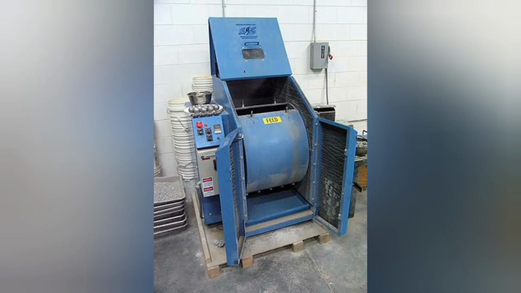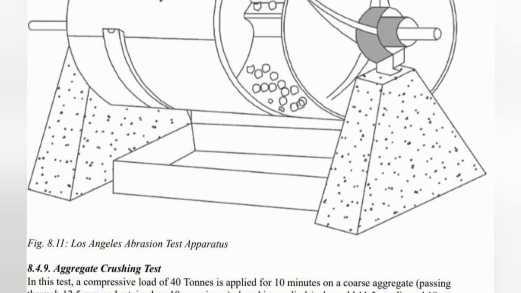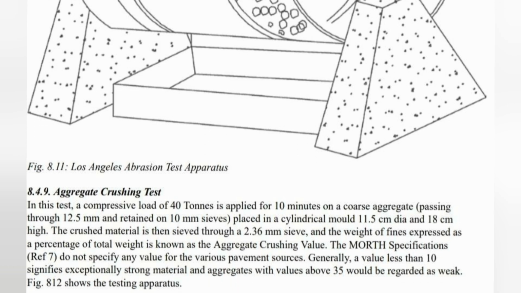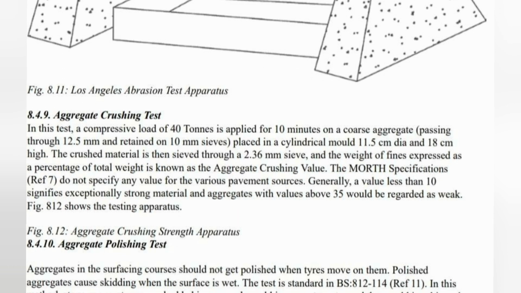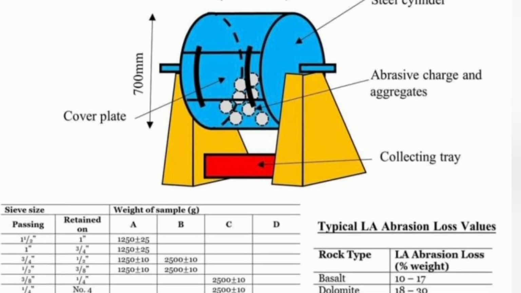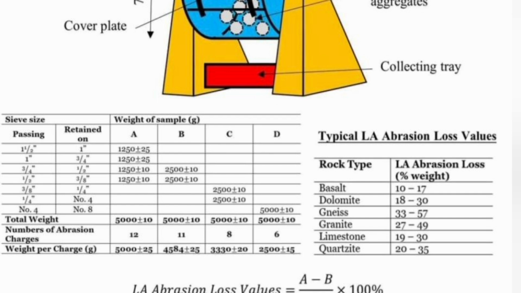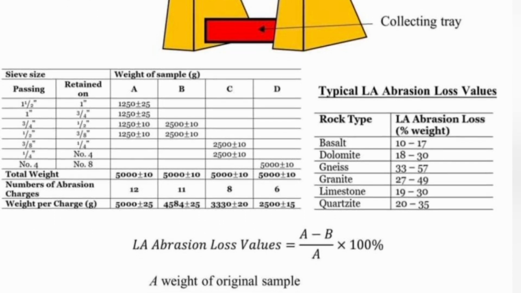The drum is rotated for 500 or 1,000 revolutions at a speed of 30 to 33 revolutions per minute. As it rotates, the aggregate and steel balls tumble against each other, causing abrasion and impact. After the test, the material is sieved on a 1.7 mm sieve. The Los Angeles abrasion value is the percentage of wear, or the percentage of material that passes the 1.7 mm sieve.